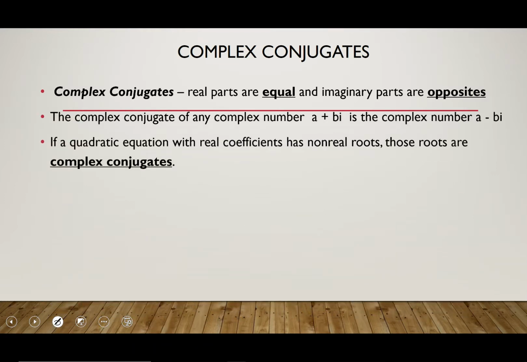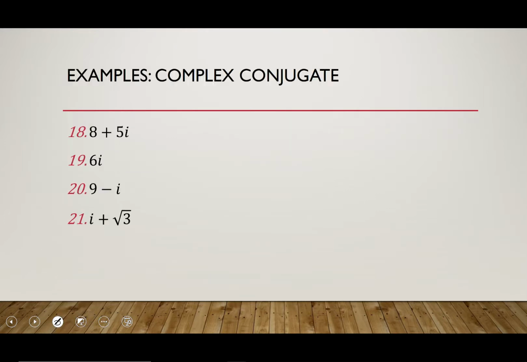Let's see what else this thing has to say. If a quadratic has a non-real root with complex conjugates, great. Find these complex conjugates. Write a plus bi. Find a minus bi. Simplify. Okay, piece of cake. So we'll do a couple here. So real part is 8. Imaginary part is 5i. So we keep the real part the same. We make the imaginary part the opposite. So there you go. There's your complex number there.